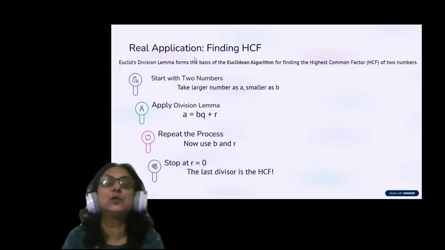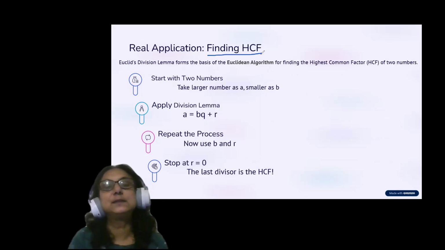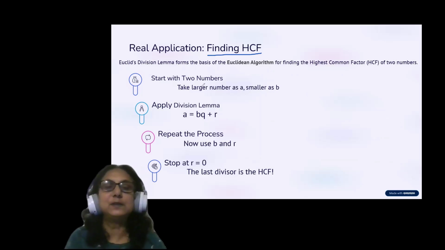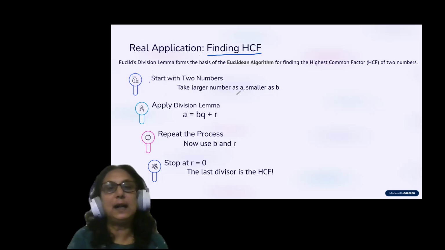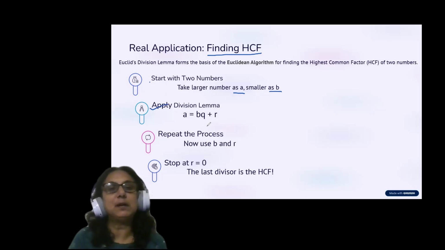Now where do we use Euclid's division lemma? We use it in finding the HCF. This is the major application of the lemma. How do we find the HCF? We start with two numbers. Take the larger number as A and the smaller number as B, and apply the division lemma, A equals BQ plus R. We repeat this process until we get R equals 0.